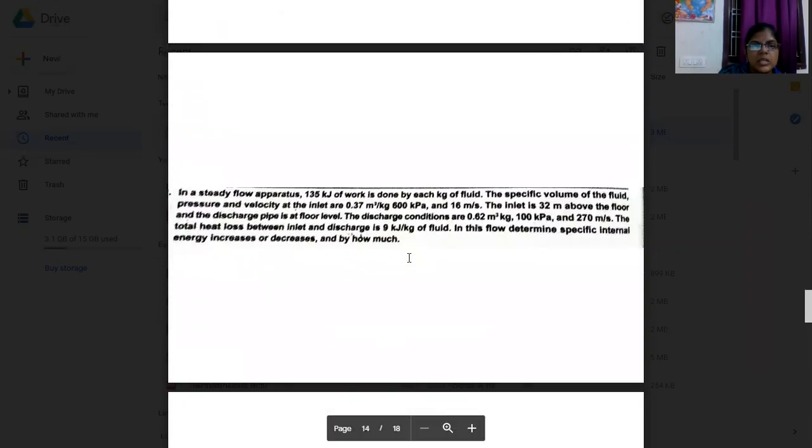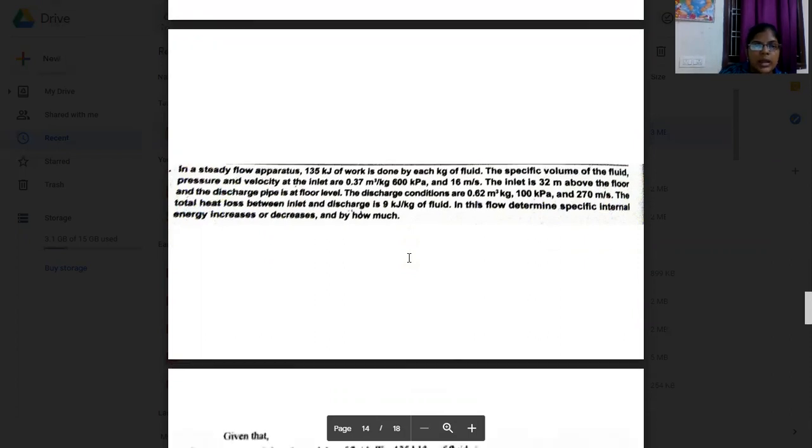See another problem. In a steady flow apparatus, 135 kilojoule of work is done by each kg of fluid. That is W given. Specific volume, pressure and velocity are given at inlet, that is Z1, and the discharge pipe is at floor level. The discharge conditions are 0.62 meter cube per kg, 100 kilopascal and 270 meter per second. The total heat loss between inlet and outlet, Q, is given.